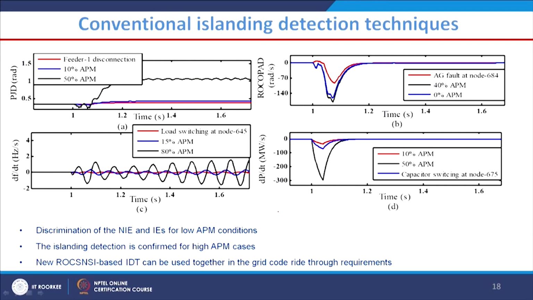These are some comparisons with the conventional techniques: rate of change of power, dP by dt, rate of change of frequency, and phase jump techniques. We have seen that in all the cases the NDZ is a common problem. If it is a non-detection zone, basically a zero power mismatch condition, then most of the conventional techniques fail, whereas this rate of change of negative sequence based technique operates.